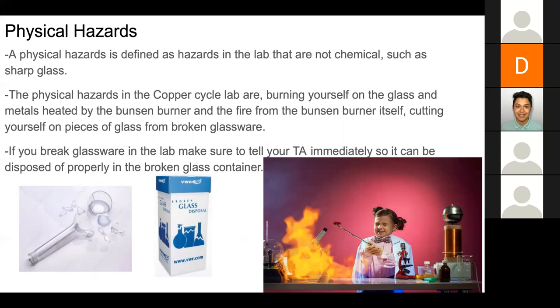So the next thing we have are physical hazards. Physical hazards are hazards in the lab that are not chemicals, such as sharp glass, hot materials, hot metal, and the like. In the copper cycle lab specifically, we have burning yourself on glass or metals heated up by the Bunsen burner, and the fire from the Bunsen burner itself. Another physical hazard from this lab is cutting yourself on pieces of broken glassware. So if you break any of the glassware in the lab, make sure to tell your TA immediately so that it can be disposed of properly in the broken glass containers, and you can get back to doing your lab.